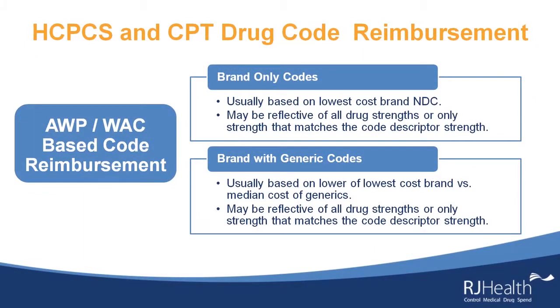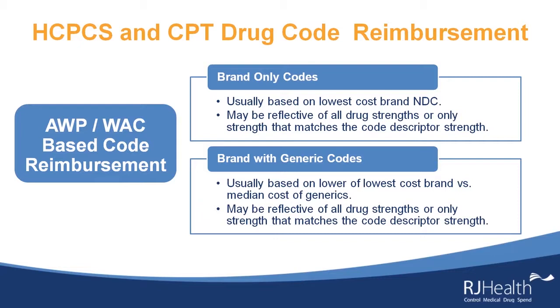So we calculate our own AWP and wholesale acquisition price based off of the code given. So the descriptor of the code, again, for J9000, it was 10 milligrams. This is going off of a methodology that CMS used back in the 90s, and they're still on an AWP model, well before the ASP change that they made back in 2005.